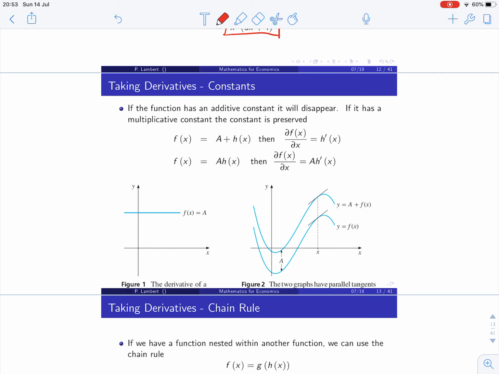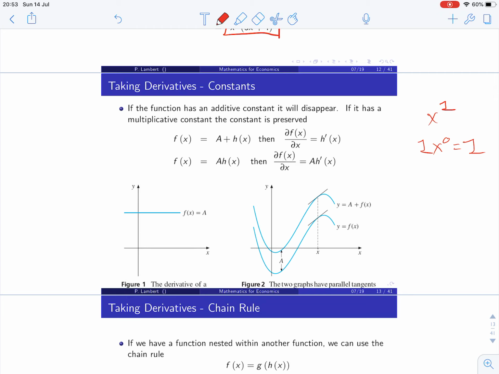We talked before about what happens when you take the derivative of x. So whenever we see an x, we can think about it as being x to the power of 1. So the power rule just suggests that the derivative of this is 1 times x to the 0, which equals 1.